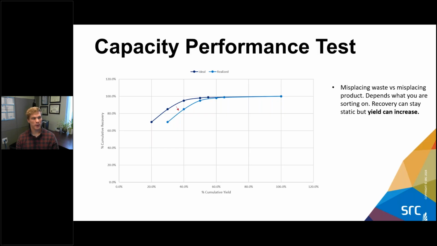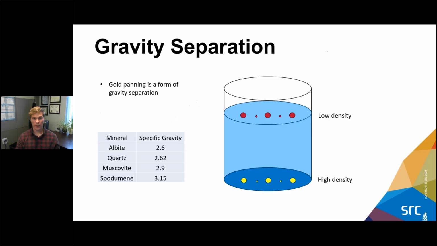So what happens? If you look at the ideal curve and the realized curve, you're getting the same recovery, you're just getting a lot higher yield, and that's really affecting the efficiency you can get out of the sorter. Again, it's pretty exaggerated, but you can see here at the start you almost have a 10% offset in the yield at the same recovery just because of misplacement, theoretically speaking.